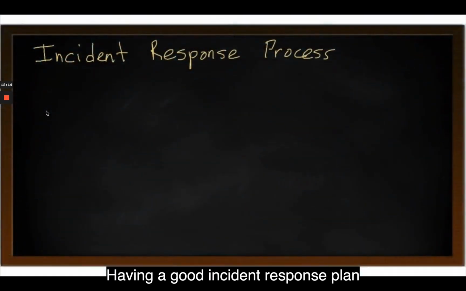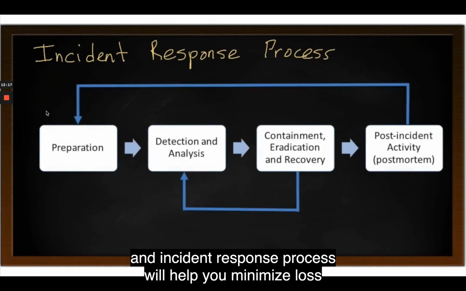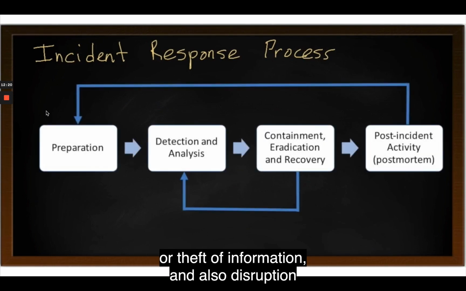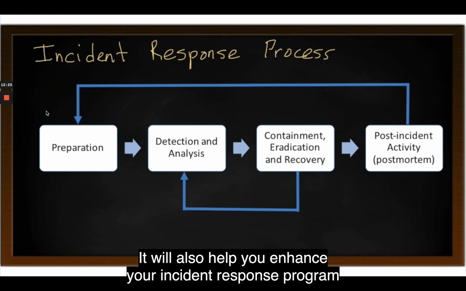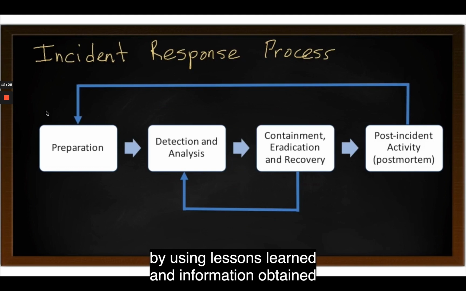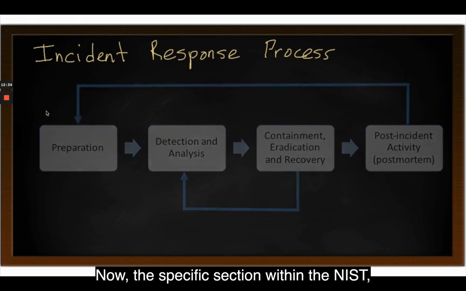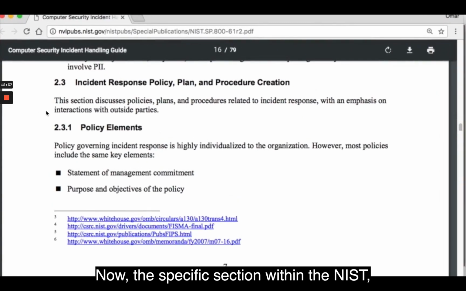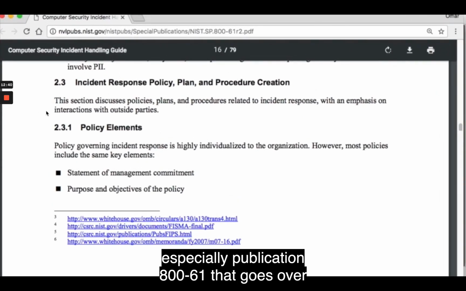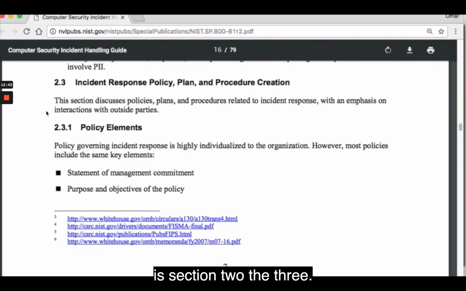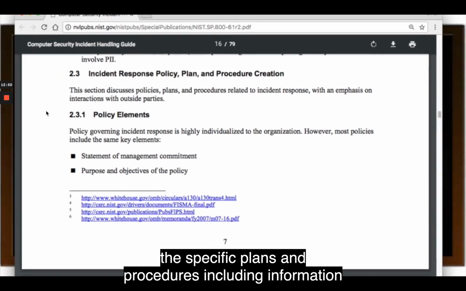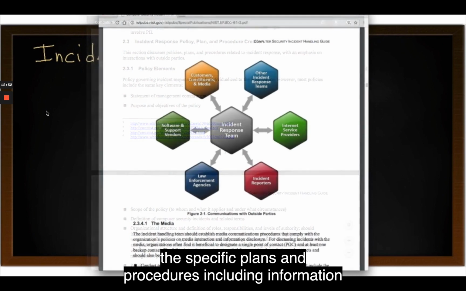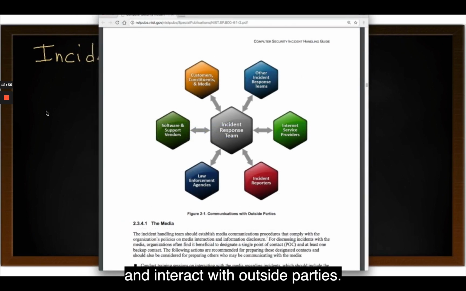Having a good incident response plan and incident response process will help you minimize loss or theft of information, and also disruption of services caused by incidents, right? It will also help you enhance your incident response program by using lessons learned and information obtained during the security incident, right? Now, the specific section within NIST Special Publication 800-61 that goes over the incident response policies is section 2.3, right? And it goes over the incident response policies, the specific plans and procedures, including information on how to coordinate incidents and interact with outside parties, right?